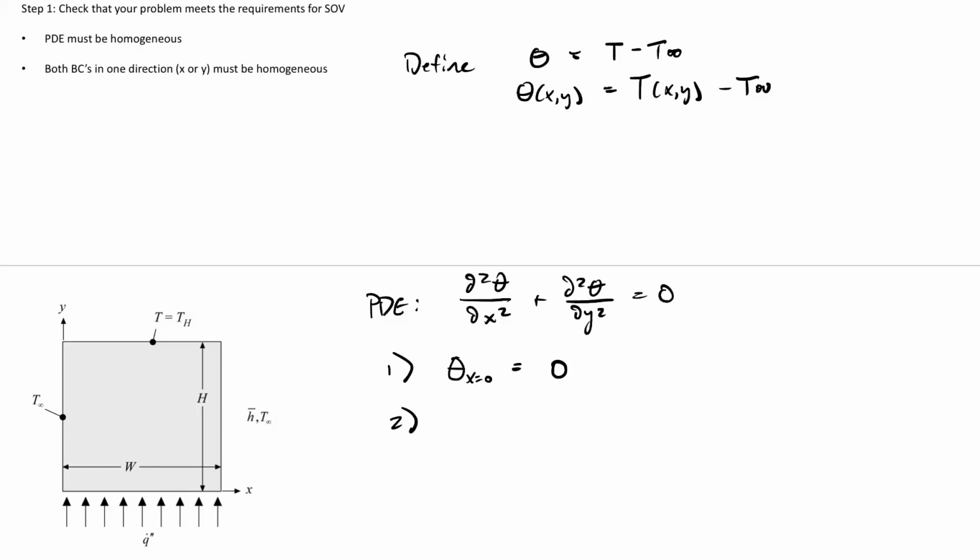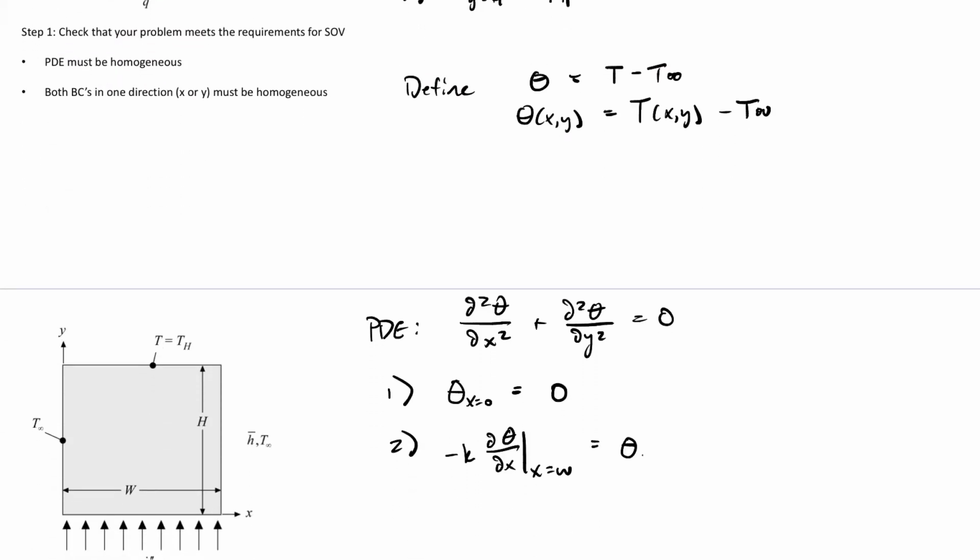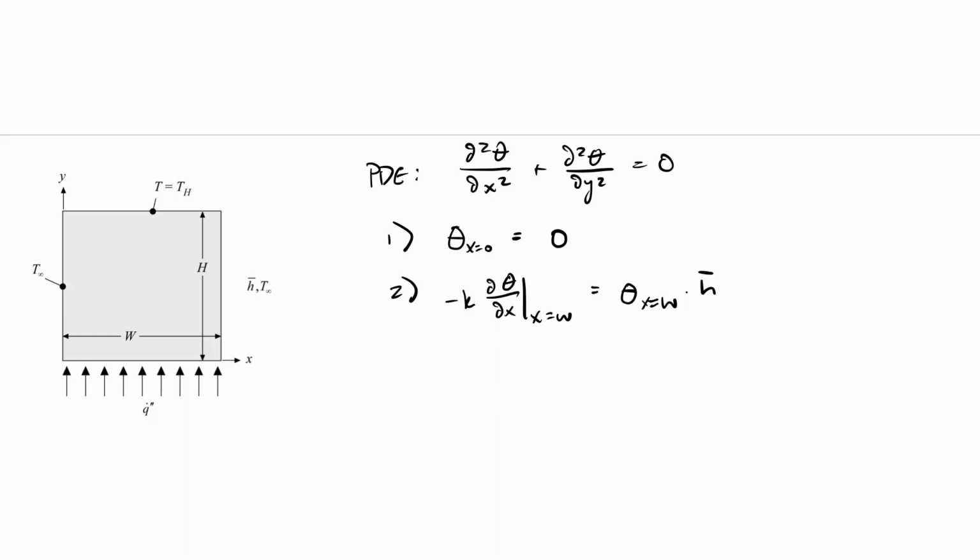The second boundary condition was at x equals W. This becomes minus k times the partial of theta with respect to x, evaluated at x equals W, is equal to h times T at x equals W minus T infinity. So we substitute in theta, and we just have theta evaluated at x equals W times h. This is now homogeneous, right? d theta dx is a function of theta, and what's on the right-hand side is also a function of theta. There's nothing left over that's not directly multiplying theta. So through this transform, we've created a homogeneous situation in the x direction.